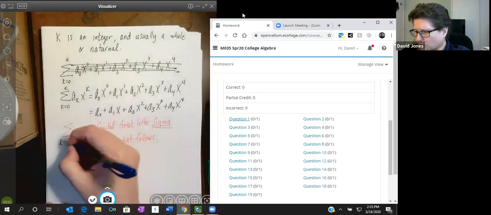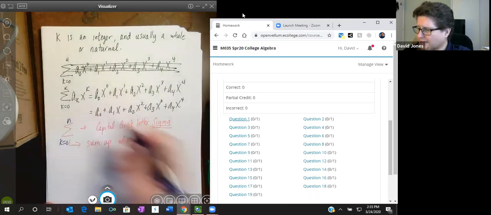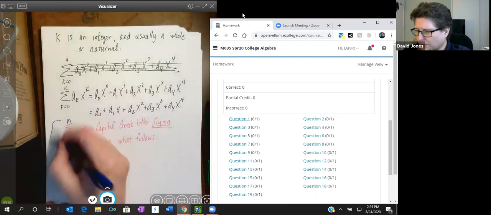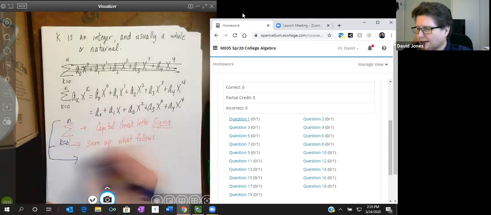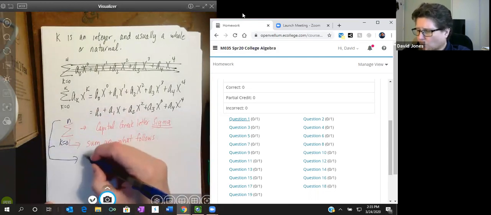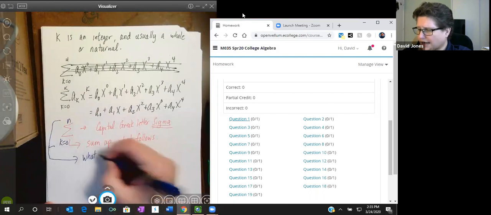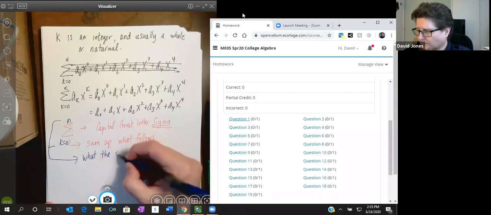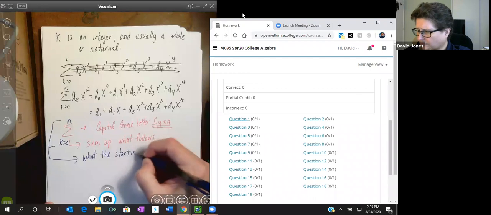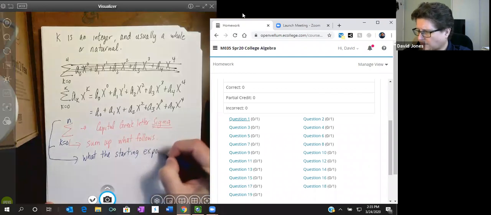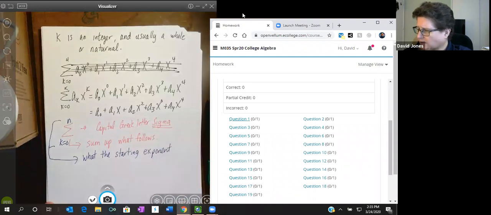The k equals 0 to n. These two parts tell us what the starting exponent and ending exponent will be.